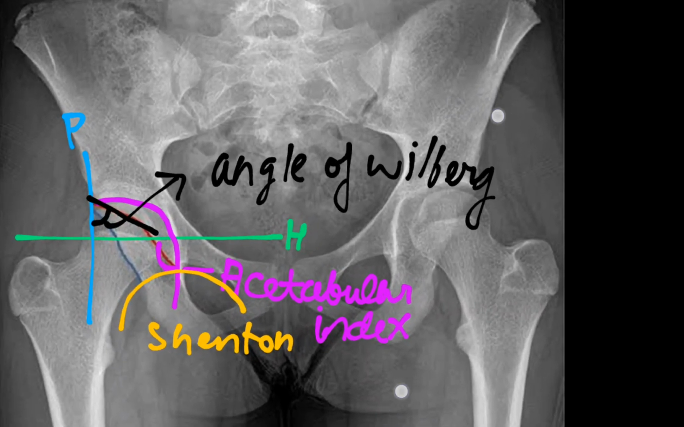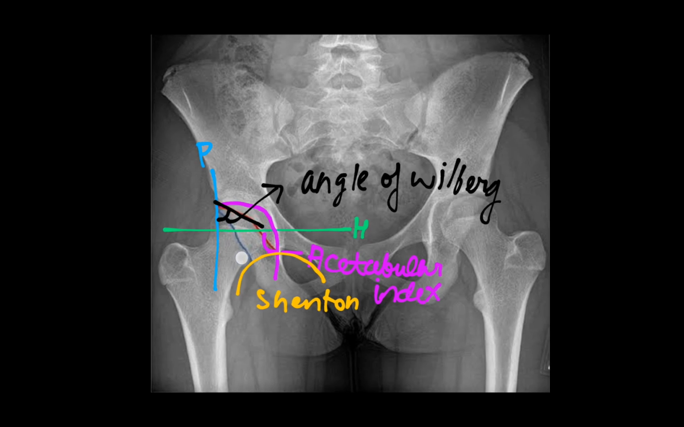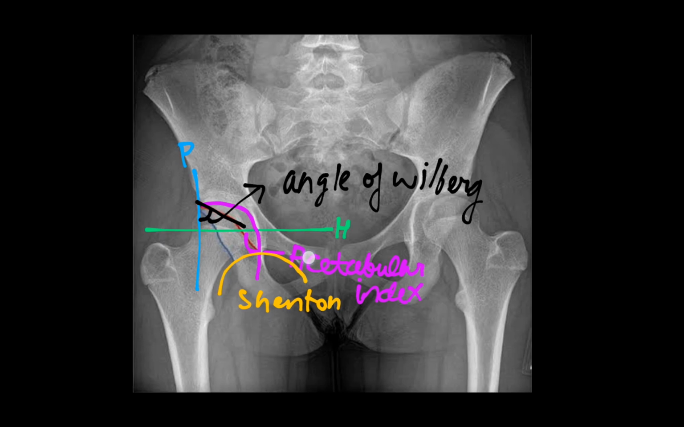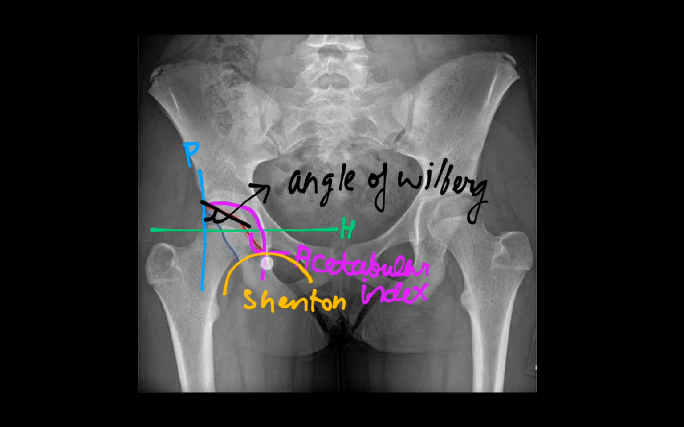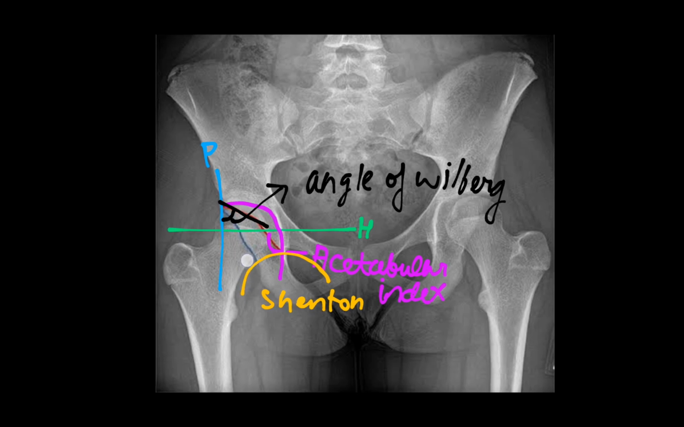Then the next image we have shows the important things which we need to see in relation to the X-ray of the bilateral hip, the radiological features. So the first one we need to see is Shenton's line. Shenton's line is basically a line formed by the inferior border of the neck of femur and the superior border of the obturator foramen.